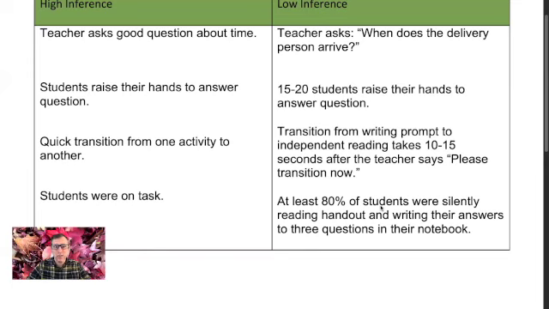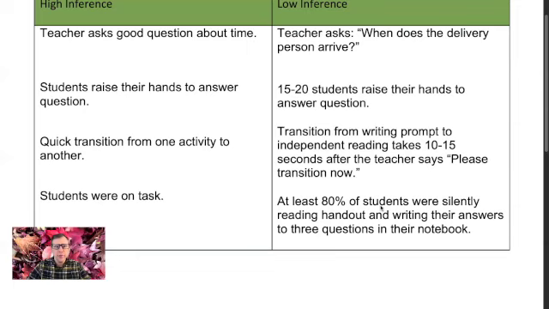Take a look at these examples. In the first one, we notice that a teacher asks a good question about time. A better low inference note is actually copying down exactly what the question is. In the second example, we notice that some students raise their hands, but really, how many of them? Giving an approximation, in this case 15 to 20, is really helpful for a teacher to see how many out of their total class are raising their hands when they ask a question.